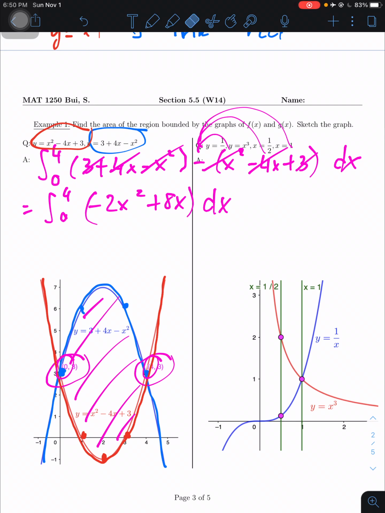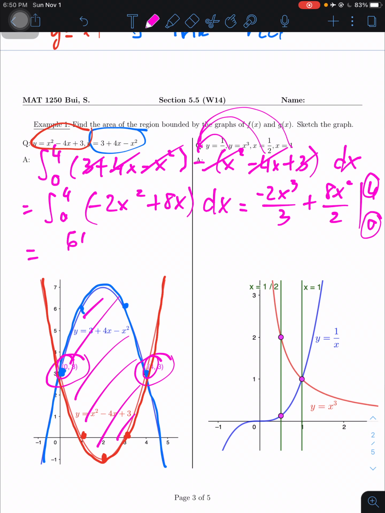Okay. So now what do we do, right? We're going to have to integrate them, right? So negative 2x squared is going to be negative 2x cubed divided by 3 plus 8x squared divided by 2, integrating from 0 to 4. Okay, so this one, the rest of it is just, you plug in 4 and then you plug in 0, you get the two numbers, you subtract them, you get the answer.